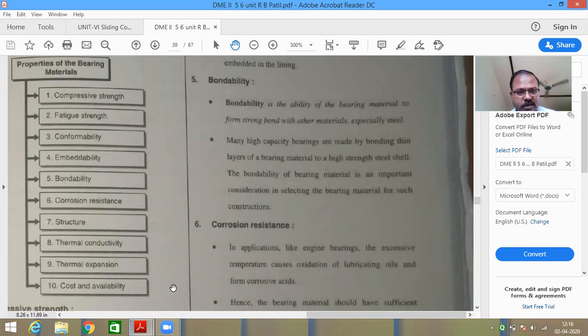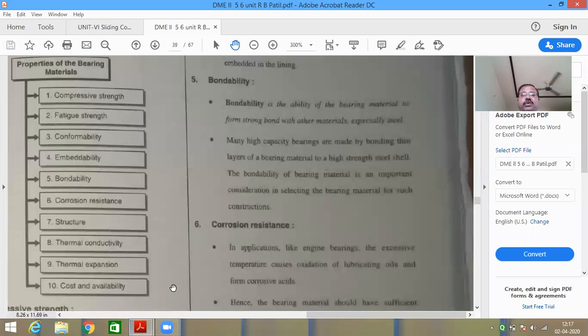Second important property is fatigue strength. Due to fluctuations in the amount of load, fatigue stresses or fluctuating stresses are induced, and in order to take those fluctuating stresses, fatigue strength is necessary.